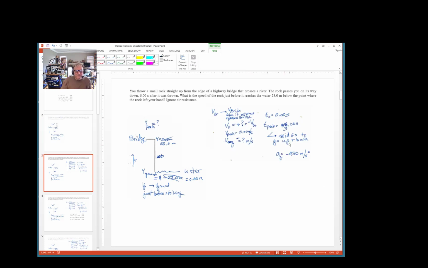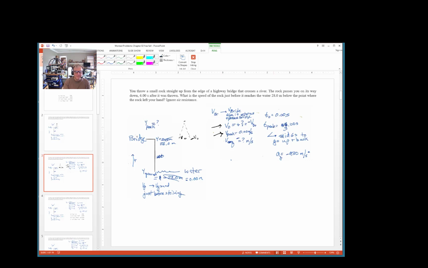So you see V bridge and then V0. We don't know what it is, but we know that it's going up, so it's positive. And we also know that V0 up to the peak, and this is going to be negative V0, and I'm also going to call it V bridge. And we also know that at the top it's going to be 0. So these are things that aren't given to us explicitly, but we can infer.